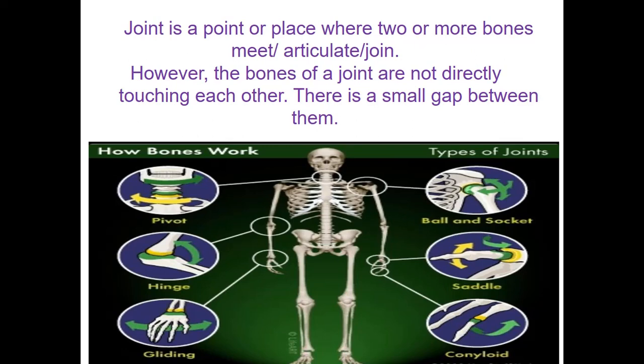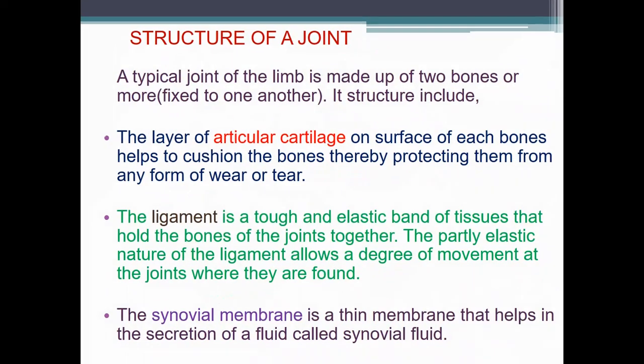We have the pivot joint at the neck, we have the hinge joint at the elbow, we have the gliding joint at the wrist, ball and socket at the shoulder bone, we have the saddle joint, we also have the condyloid joint, which is the joint at the phalanges, the fingers and toes.